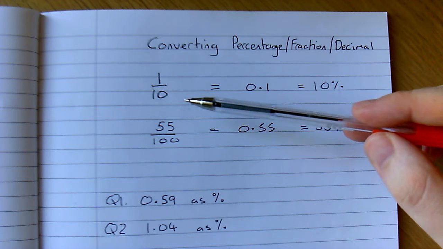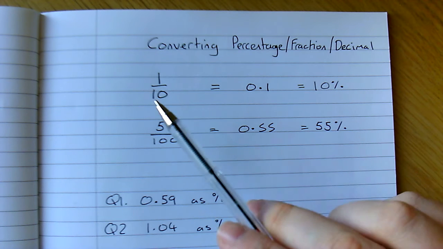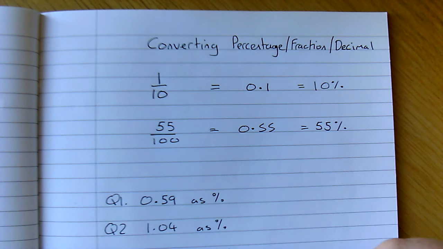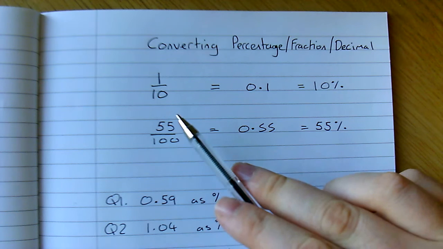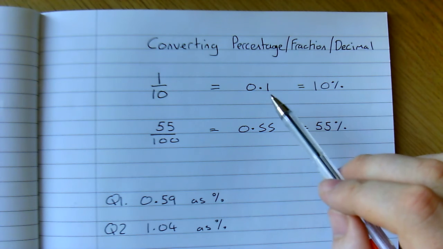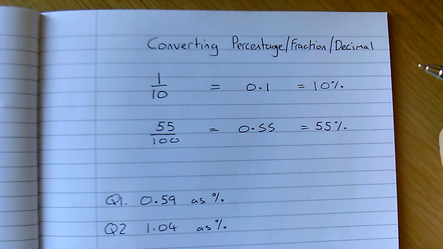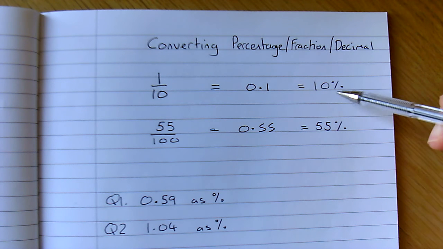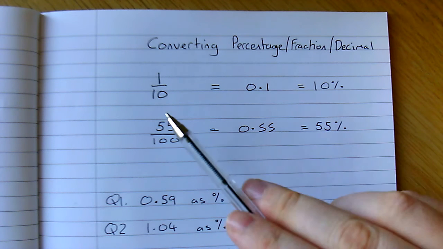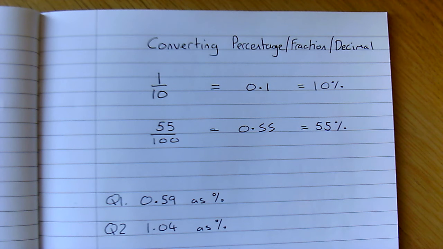Now, on the first two examples here, I've got 1 over 10, 1 out of 10, a tenth. Now, a tenth in terms of decimals is 0.1 because that is a 1 in the tenths column. Now, a tenth of 100%, or 1 out of 10 of 100%, is 10%. So 1 over 10, 0.1 and 10% are all the same.